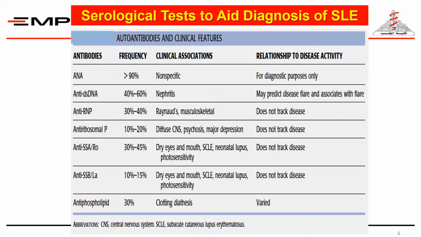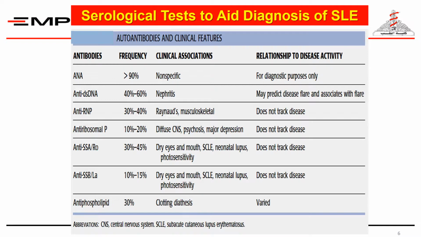But it is non-specific and only for diagnostic purposes as a screening test. So we do not follow the level of ANA for monitoring the disease. It is only for diagnosing and screening the patient. Anti-double-stranded DNA may be present in about 60% of cases, and it is specific and usually associated with nephritis and with disease flare.